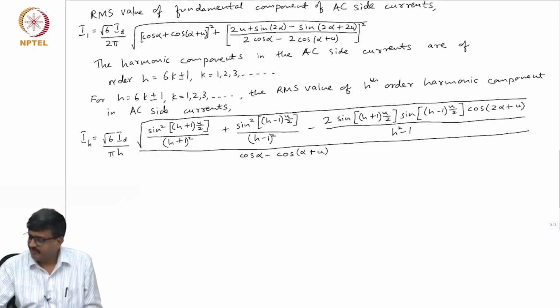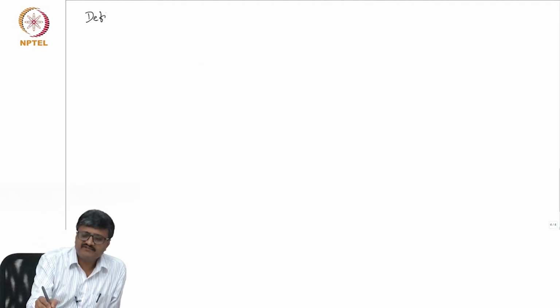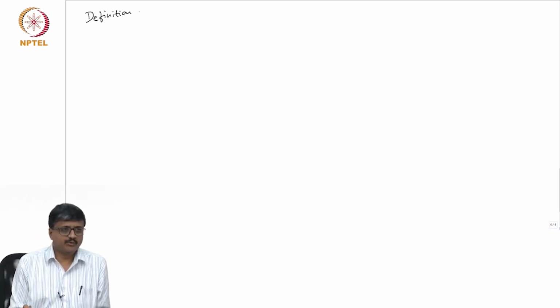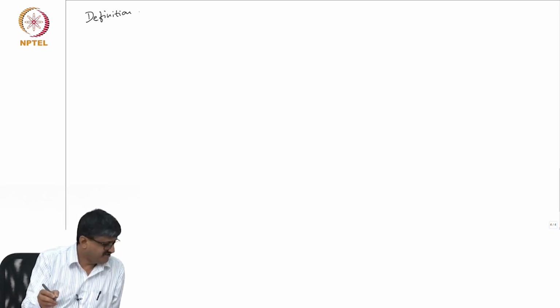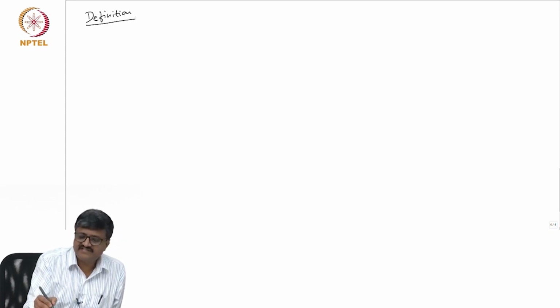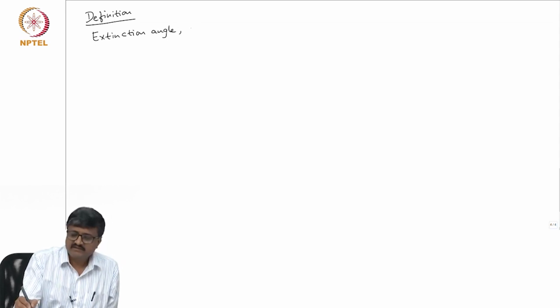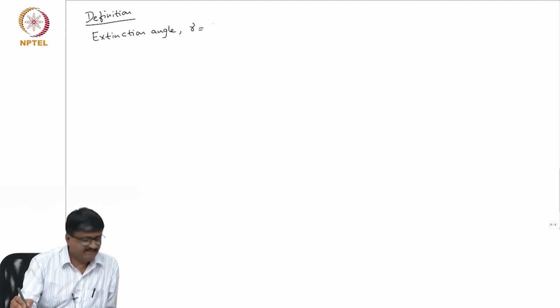I want to just give one more definition, a new definition, which will be useful later. So far we have made some definitions: alpha, beta, u, and then psi naught. There is one more definition, which is the extinction angle. It is denoted by the Greek letter gamma. The definition is beta minus u.